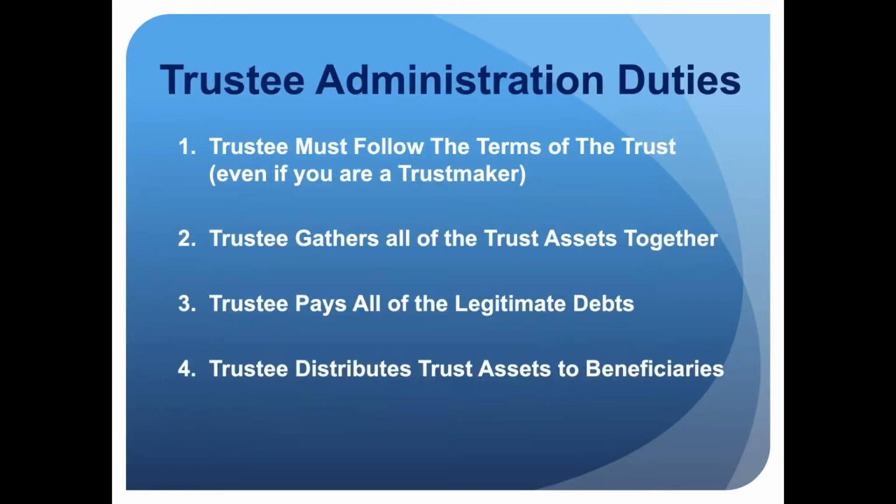So then upon death, here are some of the trustee administration duties. One of the first things I want to talk about is that the trustee must follow the terms of the trust. And this is true even if you are a trust maker. So if you're married and you have a joint trust and one of the spouses died, then the surviving trust maker has some things that they need to do according to the terms of the trust.